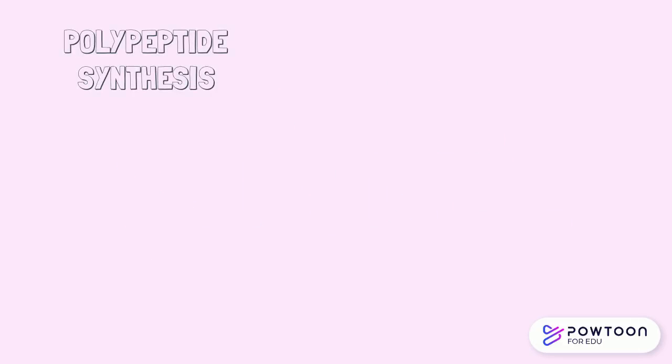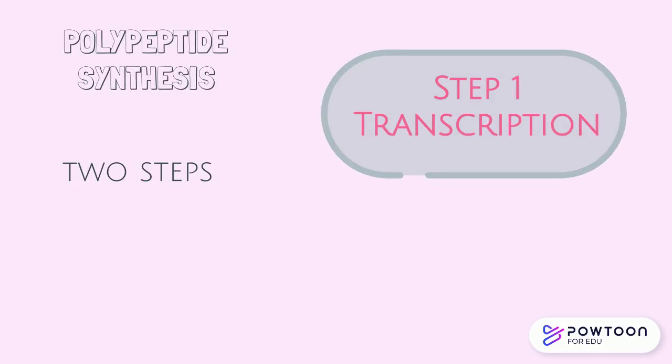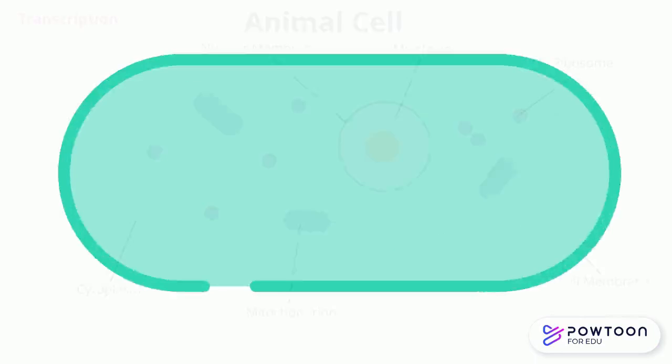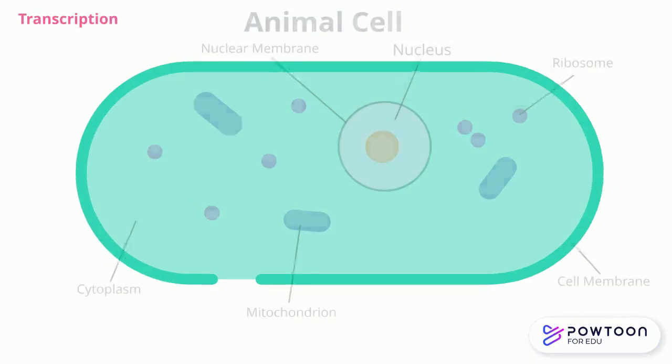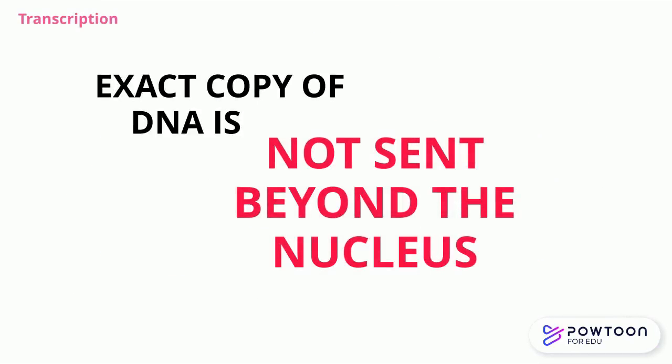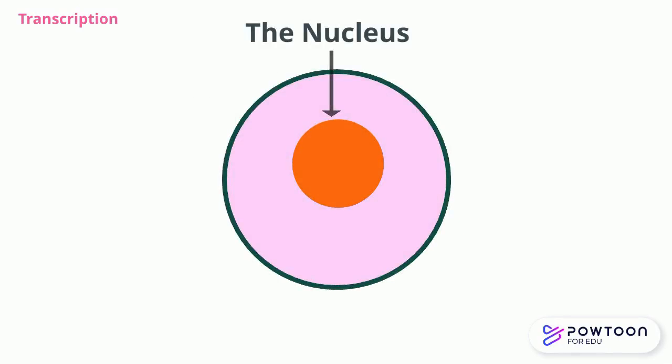The overall process of polypeptide synthesis can be broken down into two key steps: transcription and translation. Protein synthesis occurs outside the nucleus. Therefore, it is crucial that an exact copy of the DNA is not sent beyond the safety of the nucleus walls into the cytoplasm. In order to prevent this, transcription takes place within the nucleus, where DNA is located, to create a template of the DNA needed for polypeptide synthesis.